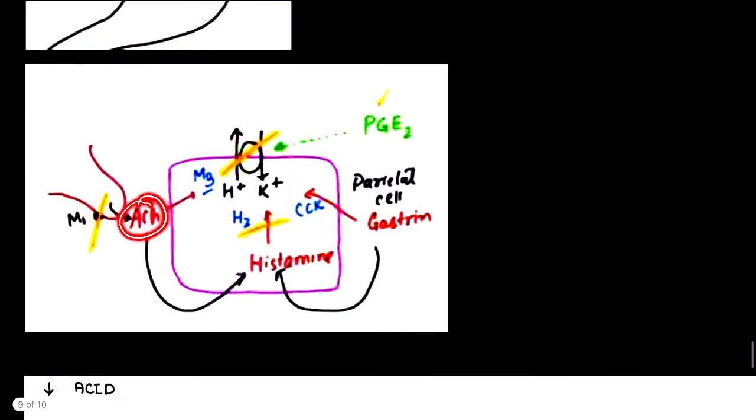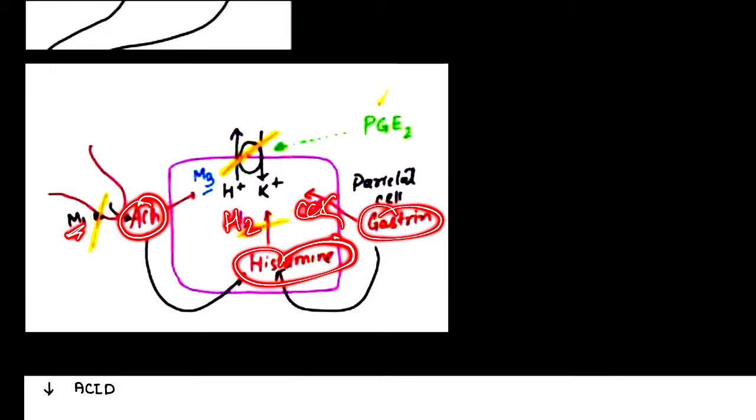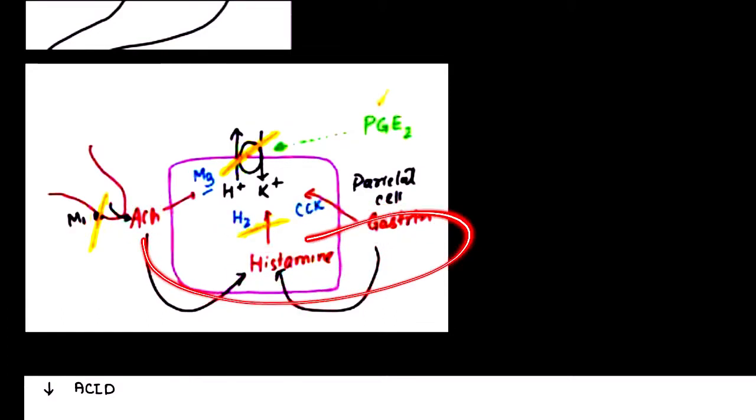One is our acetylcholine through M1 receptor, one is our histamine through H2 receptor, one is our gastrin through CCK, right? And these three things are stimulating the production of HCl by stimulating what? This proton pump. But our prostaglandin E2 is inhibiting our production of HCl.